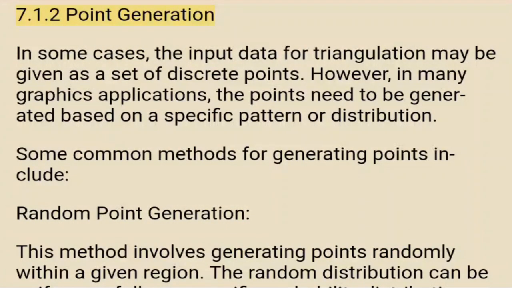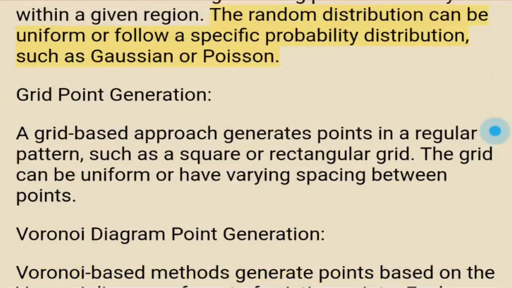7.1.2 Point generation. In some cases, the input data for triangulation may be given as a set of discrete points. However, in many graphics applications, the points need to be generated based on a specific pattern or distribution. Some common methods for generating points include random point generation. This method involves generating points randomly within a given region. The random distribution can be uniform or follow a specific probability distribution, such as Gaussian or Poisson. Grid point generation. A grid-based approach generates points in a regular pattern, such as a square or rectangular grid. The grid can be uniform or have varying spacing between points.